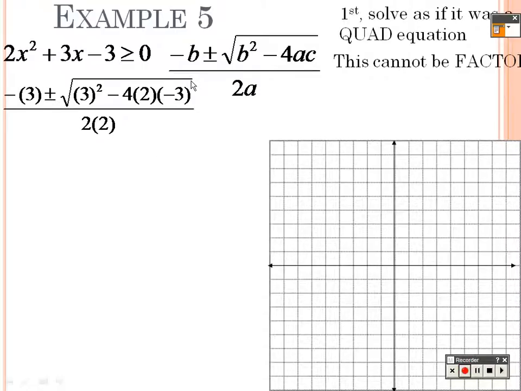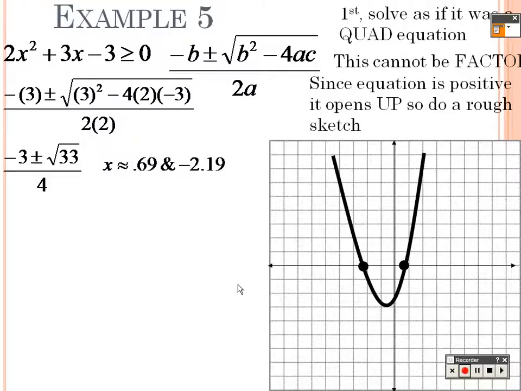So this is to show you how you can still solve it with quadratic and still graph it to get your answer. So b happens to be 3, so that's why I put 3's in there. A happens to be a 2, and -3 happens to be c. So that's a -3, 9 minus 4 times 2 times -3 is 33, divided by 4. So you get about 0.69 and -2.19. So 0.69 we'll say is right there, and -2.19 is right there. This once again is positive, so it goes up like this.